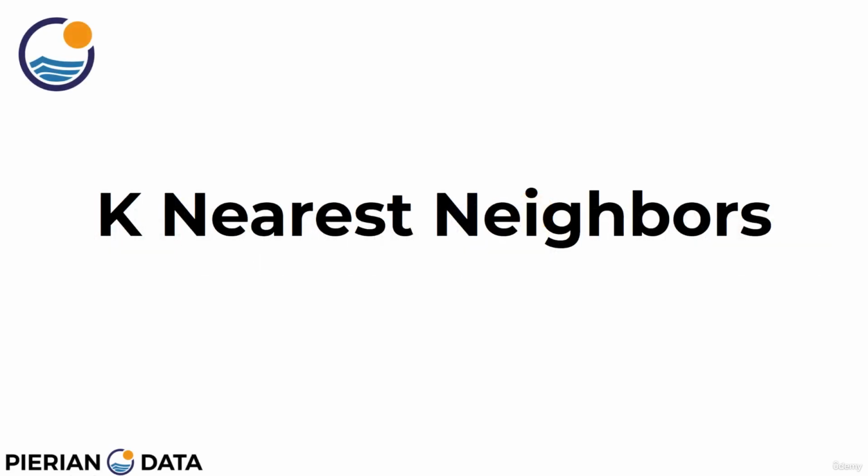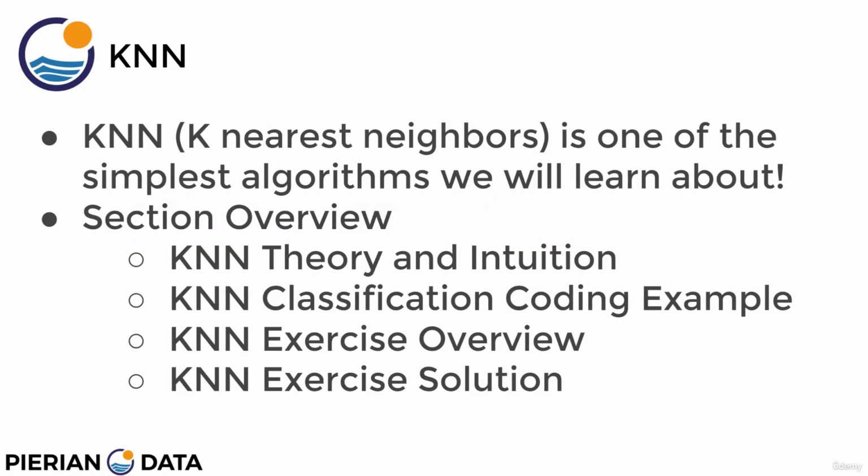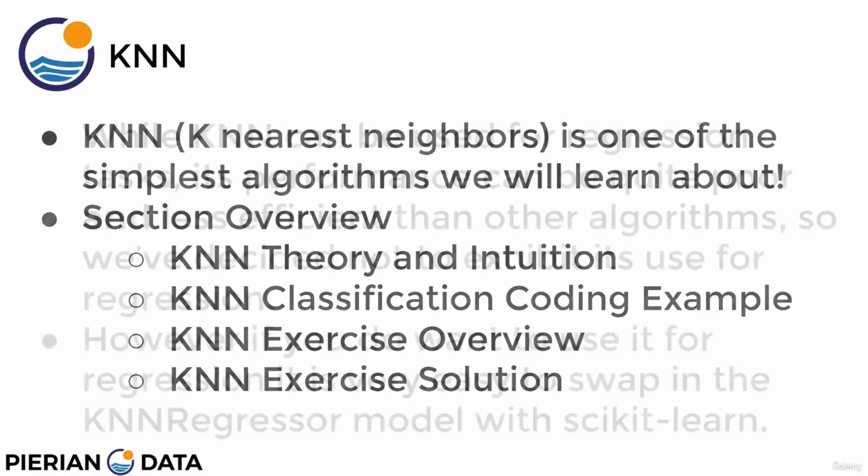Welcome everyone to this section of the course on k-nearest neighbors. KNN, or k-nearest neighbors, is actually one of the simplest machine learning algorithms we will be learning about through the entire course. So because of its simplicity, this section will actually be pretty brief. We'll simply cover the theory and intuition behind k-nearest neighbors, and then we'll head straight to a classification coding example to show you how to implement k-nearest neighbors with Python and scikit-learn. Then you'll have an exercise to test your new skills, and we'll go over the solution together.